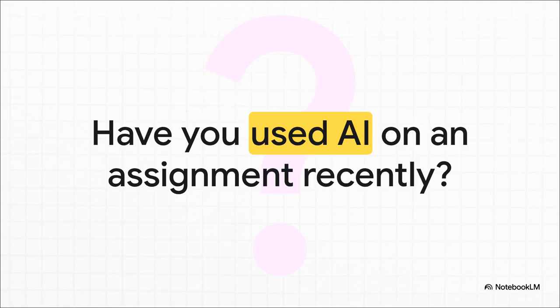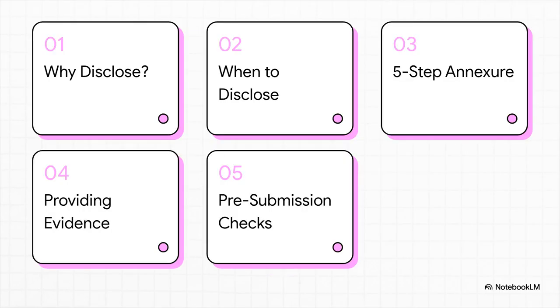But here's the thing we really need to internalize. We've got to start treating generative AI like a guest author. Just like you'd quote a famous book or lean on a co-writer for a big project, we have an absolute obligation to transparently cite its contributions to our work. Okay, let's dive straight into this. Today we're covering why we disclose, when you need to do it, the 5-step annexure process, how to provide your evidence, and finally, a quick pre-submission check.